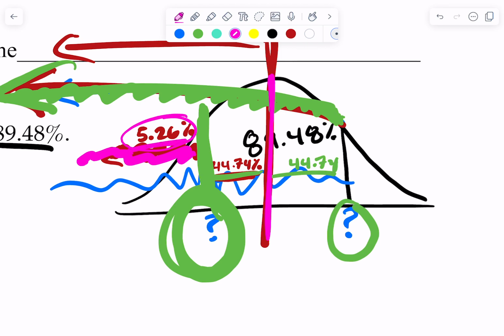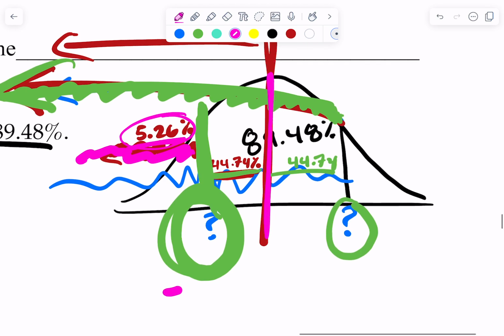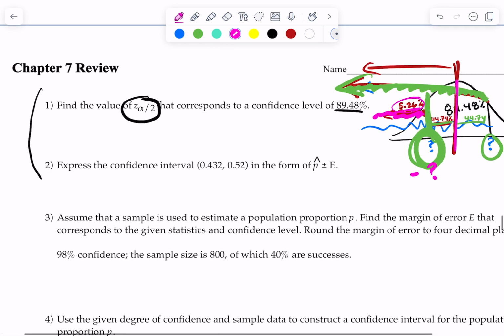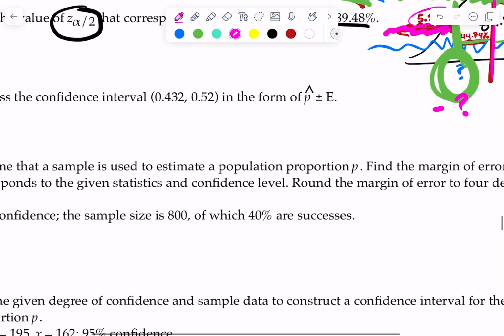Which side are you looking up 5.26 on? It'll only be on one side. The negative side, because you're looking at a negative Z score. Negative something. You figure that part out. Negative 1.62.